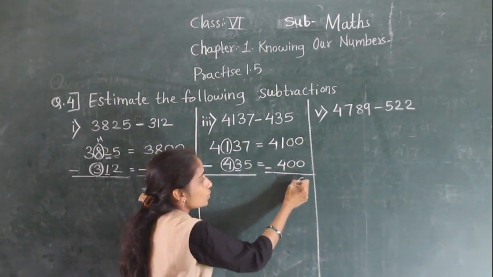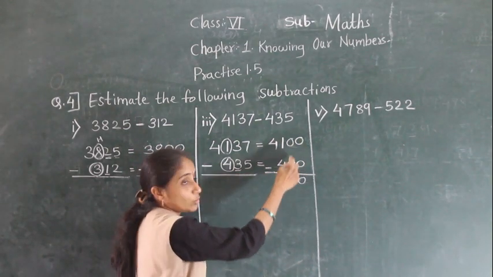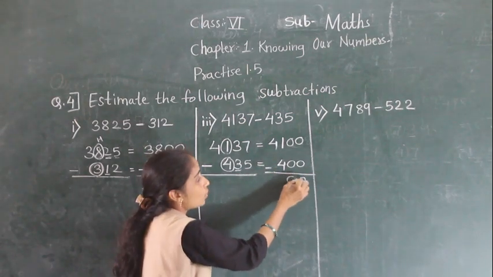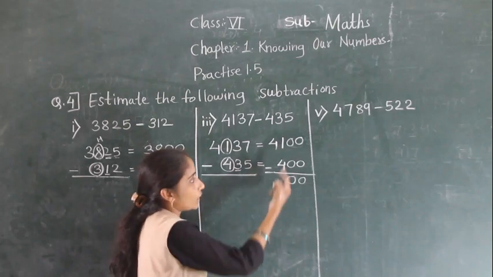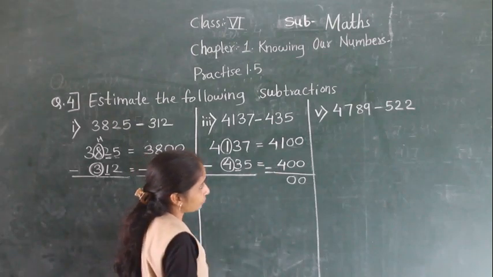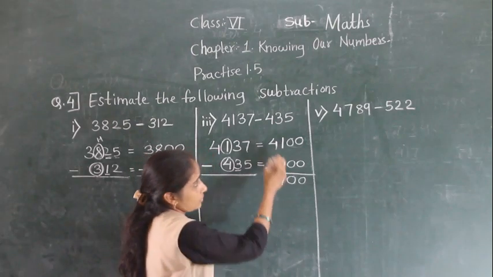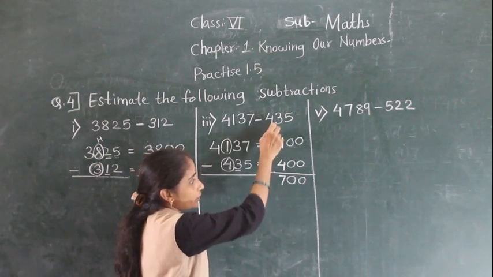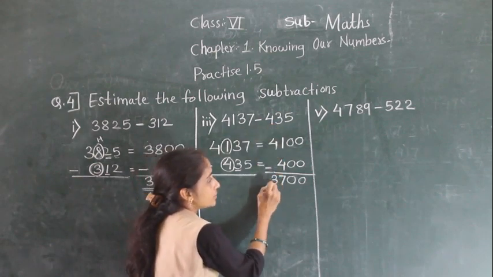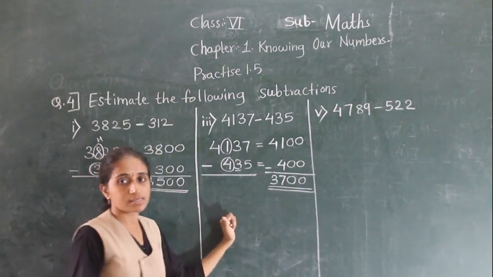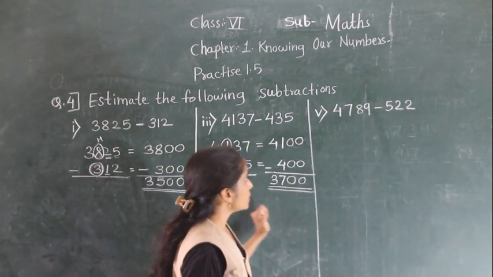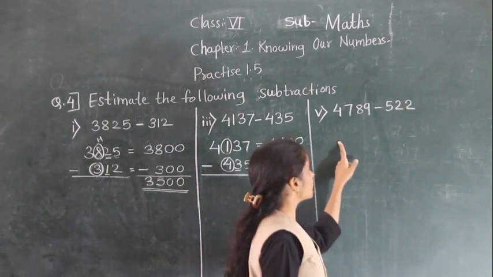0 minus 0. 0 minus 0. 0. 1 minus 4 is possible? No. So 11 minus 4. 7. So here remain 3. So what is our answer? 3700. So now let's see.